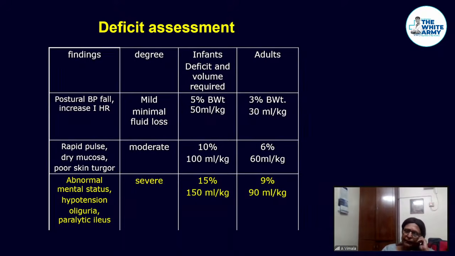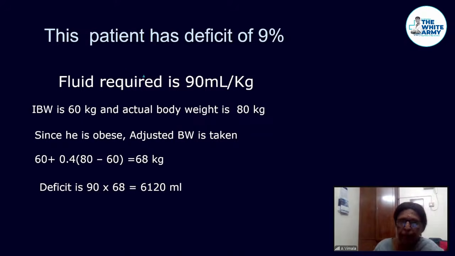The patient has worsened further: hypotension with inotropes, abnormal mental status, no bowel sounds, urine output around 100 ml. Then the fluid requirement is assessed as severe. In infants, it is 15%. In adults, it is 9%. That is 90 ml per kg of fluid to be given. So this patient, who is oliguric, has high urea, is hypotensive and tachycardic, has a severe deficit of 9%. So the fluid required in this patient is 90 ml per kg.